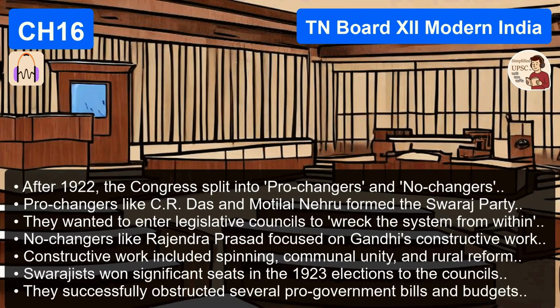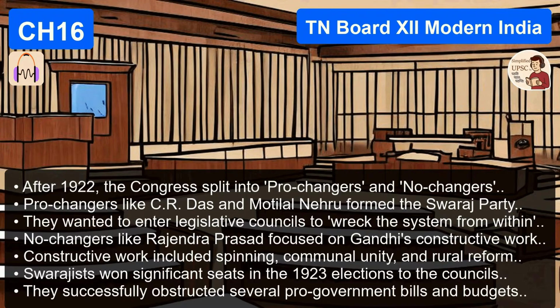And the no-changers. They're the hardline Gandhians, people like Rajendra Prasad, C. Rajagopalachari, and Vallabhbhai Patel. They argued that they should stick to Gandhi's constructive program. Things like spinning khadi, fighting untouchability, promoting Hindu-Muslim unity, setting up local panchayats. Their focus was on social reform and preparing the masses in the villages for the next round of mass struggle.